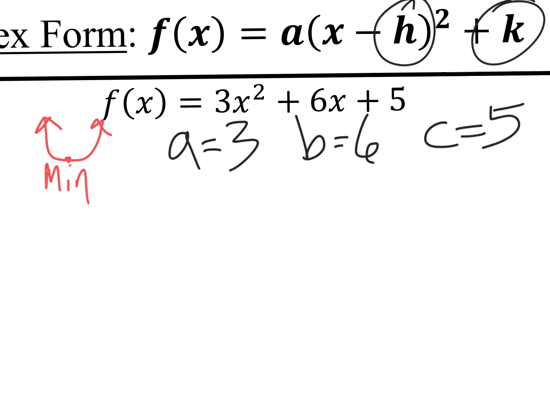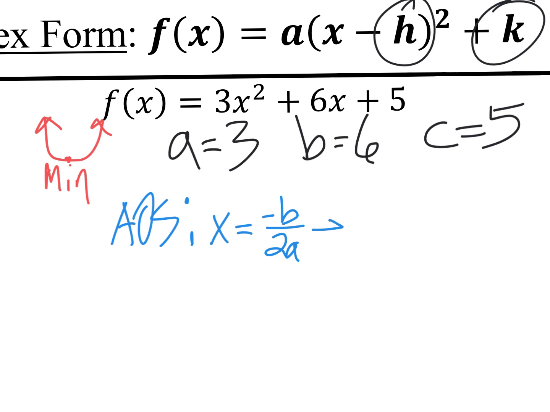Okay, so we'll talk about that in a second, but it's just good to know that we're going to have a graph that opens up. What we're going to do next is use our axis of symmetry formula. Our axis of symmetry was x equals negative b over 2a. So x equals, and we had positive 6, so negative 6 over 2a, so 2 times 3.